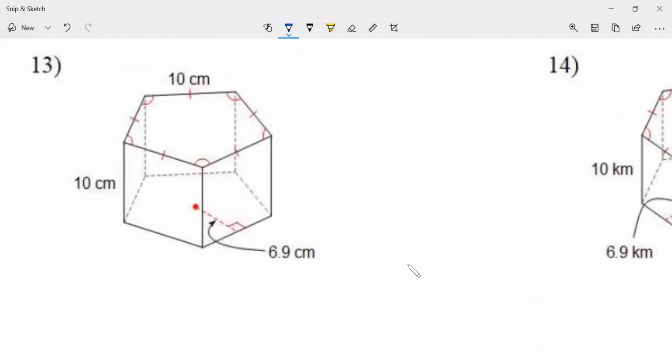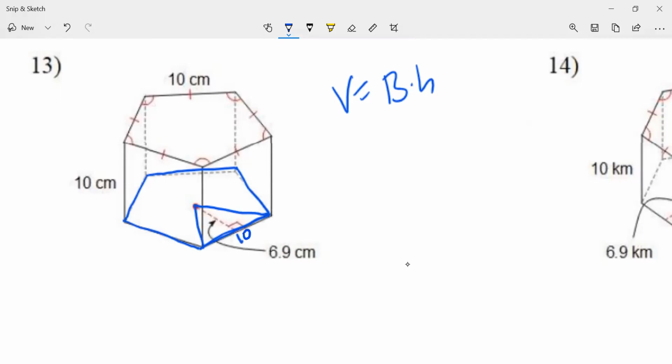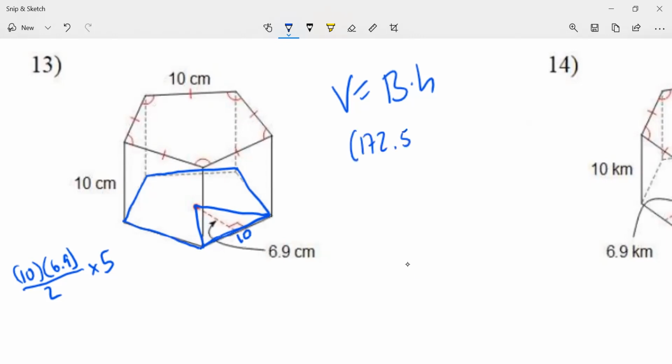The base is a polygon. Remember, volume is the area of the base times the height. So I'm looking at this 5-sided figure. But in there, I just want to look at a small triangle. And I know each measurement outside is 10. So for that triangle, I'm going to go 10 times 6.9 divided by 2. That's just that triangle. Now for the whole base, it's going to be times 5. So 10 times 6.9 divided by 2 times 5 gives me 172.5. That's the area of the base. Now the height is this 10.